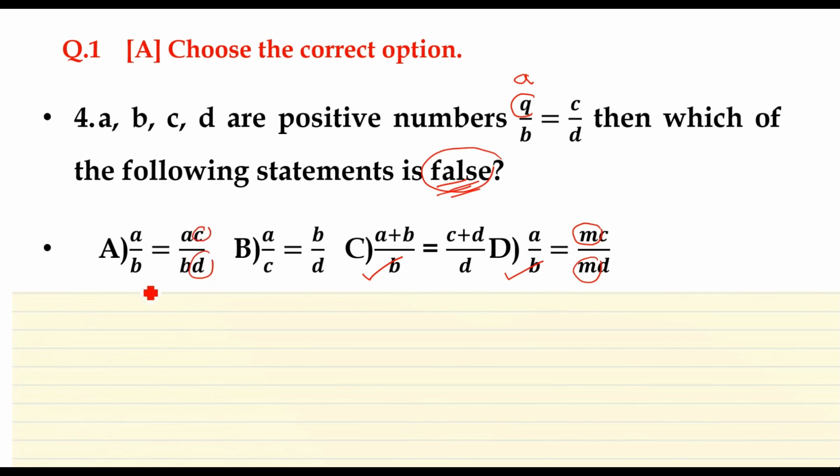So we can come to the conclusion that option number A is the answer to this particular question. This is the false statement. All the rest are true statements. So these are all questions of 1 mark each, where we have to select the option.